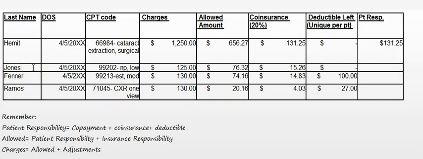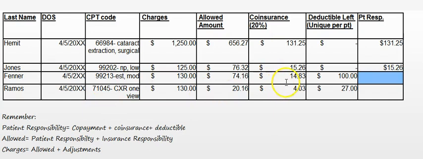All right, next we'll move to our patient Jones with our new patient visit, who had an allowed amount of $76.32, of which $15.26 is left over. Again, this patient has met her deductible, so the allowed patient responsibility is going to be $15.26.